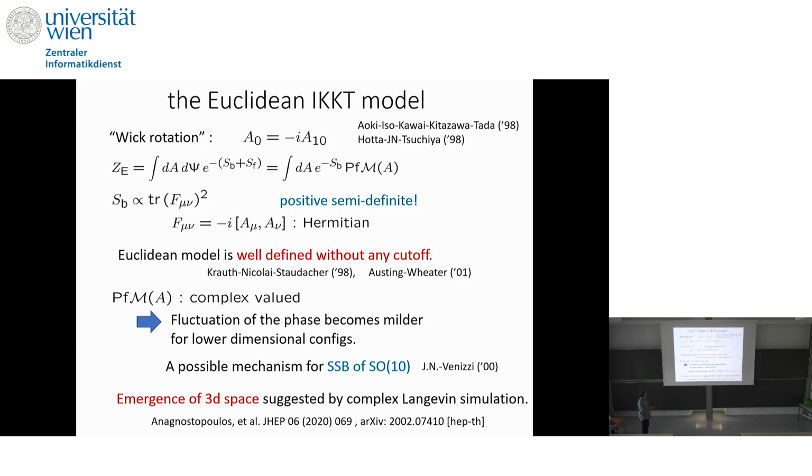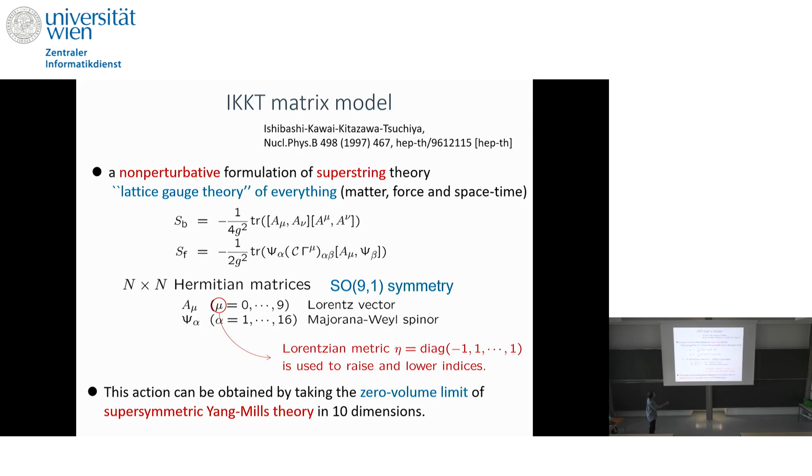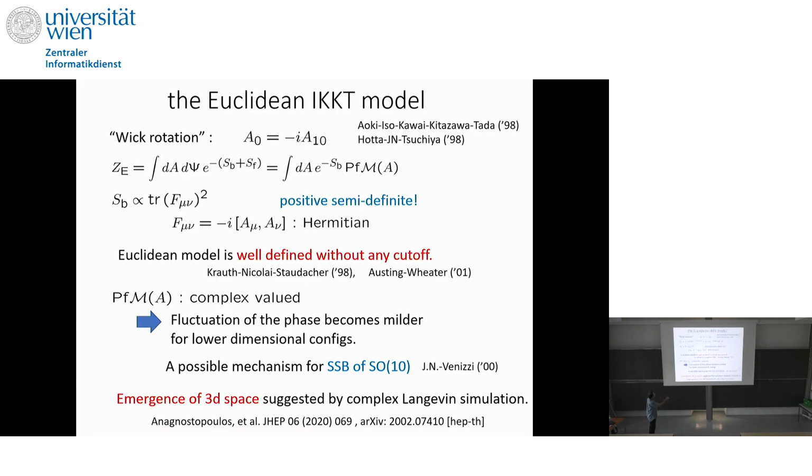And the reason is that once you make a Wick rotation, this model becomes well-defined. What I mean by that is that you replace this A_0 in this action or in this model by i times A_10, and now you regard A_10 as a Hermitian matrix. And then the partition function is defined in this way, and integrating out the psi's, the fermionic matrices, you get the Pfaffian. And here, the bosonic part is written in this way in terms of Hermitian matrices, F_mu nu squared. So this is positive definite, obviously. And in particular, this partition function was shown to be finite by these people a long time ago.